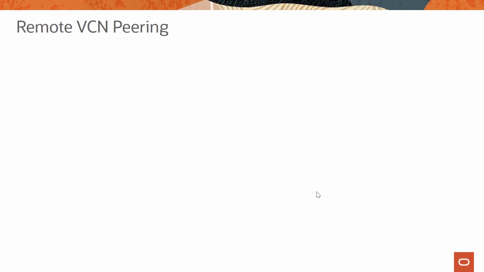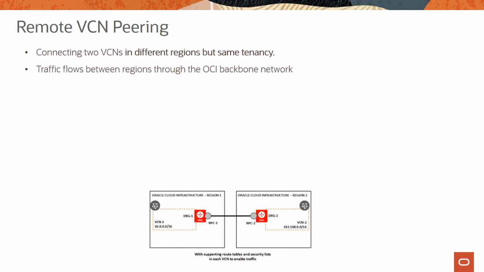Let's talk about remote VCN peering. Remote VCN peering is the process of connecting two VCNs in different regions but under the same tenancy. Such a peering connection allows the VCN resources to communicate using private IP addresses without routing the traffic over the internet. It is important to mention that the communication between the two regions does not route over the internet but over the OCI backbone network.